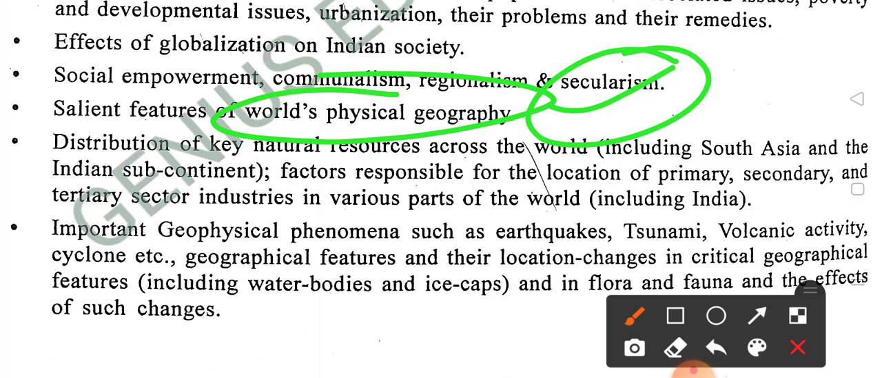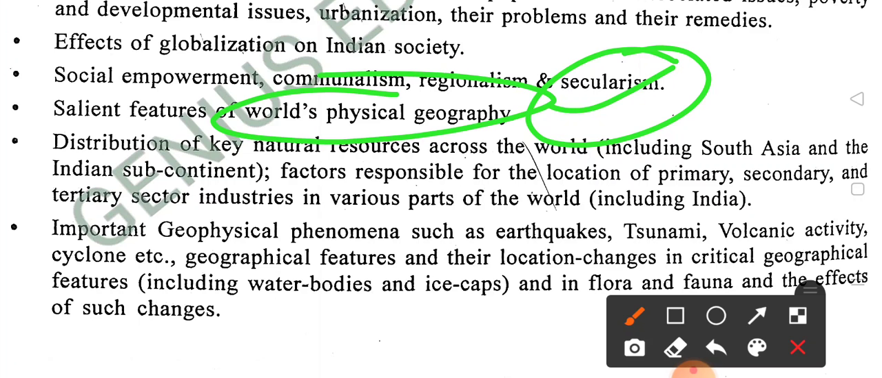You have to have command on the map. Okay, what I say, you have to have command on the map. This is the most important thing. Okay, without the map you cannot score well in your GS paper 1.